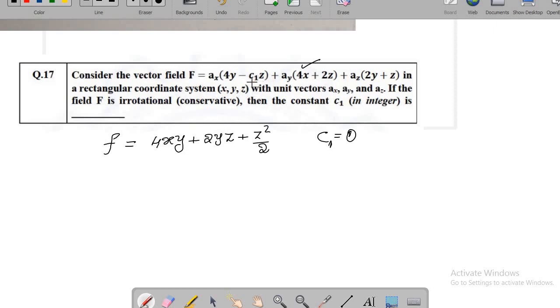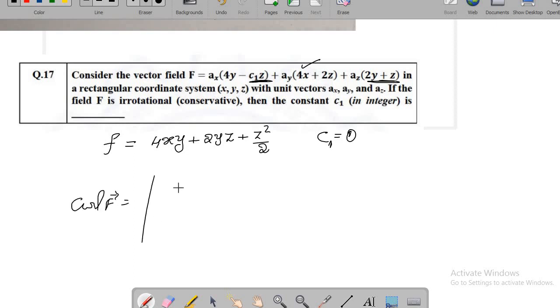It can be conservative only when curl f is 0, or in other words, we can do it by inspection. Since you have z here, a term with x should be here. Actually, there is no term with x here, which means there is no term with z there either. So C1 must be 0. Okay, but let me do it using this curl f bar.